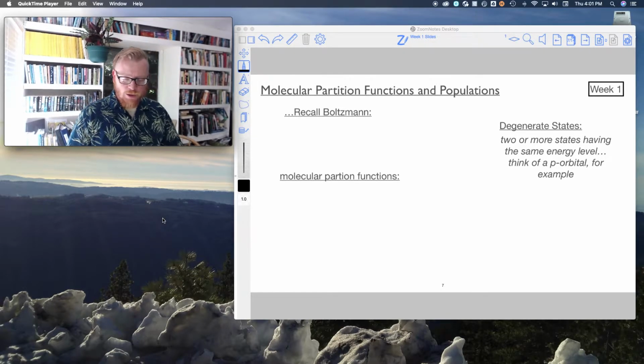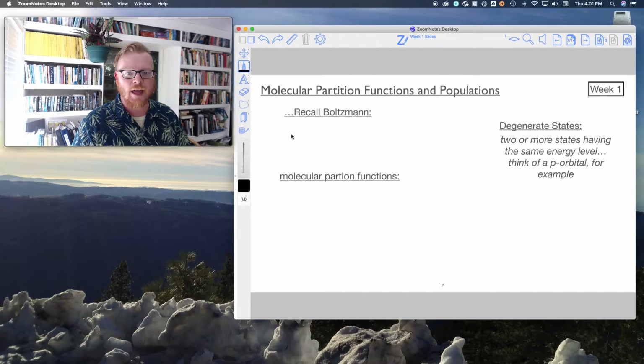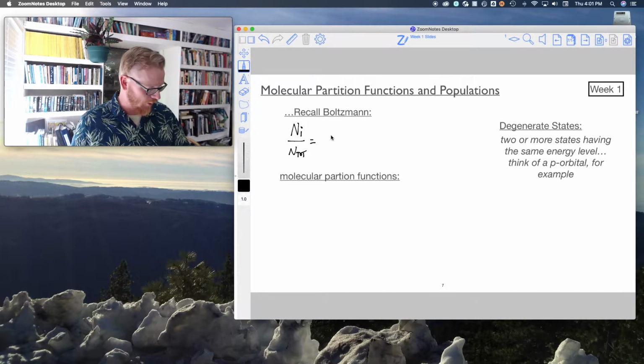So we recall the Boltzmann distribution, and I'm going to write it in a slightly different way than I did last time. I'm going to write N_i, the number of molecules in state i, over N, the total number of molecules. And now I'm going to write that as exponential of negative beta times E_i.